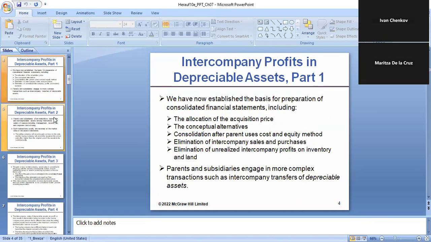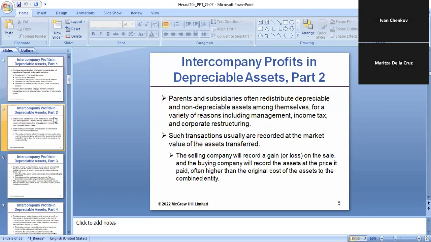On the depreciable profit, now we have established the basis for the preparation of consolidation. First, we're going to do the allocation of the acquisition price. Second, we're going to do the alternatives: consolidation after the parent uses the cost or equity method, elimination of the intercompany sales and purchases, and elimination of unrealized intercompany profits on the inventory and the land. That's what we did so far.